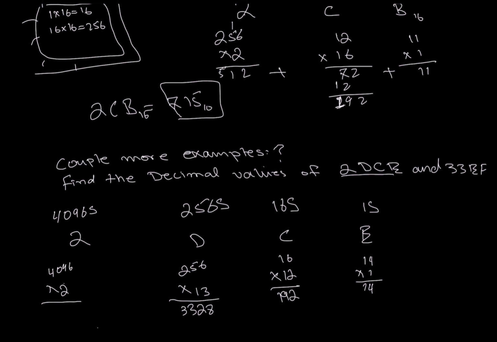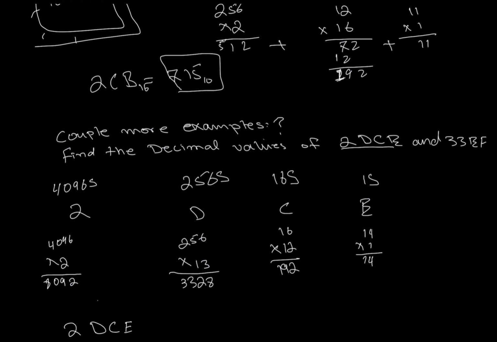And what is 2 times 4096? 2 times 6 is 12, 2 times 9 is 18, 2 times 4 is 8, so it'll be 8,192. Then you add these numbers together and see what you get. 8,192 plus 3,328 plus 192 plus 14. So I got 11,726.